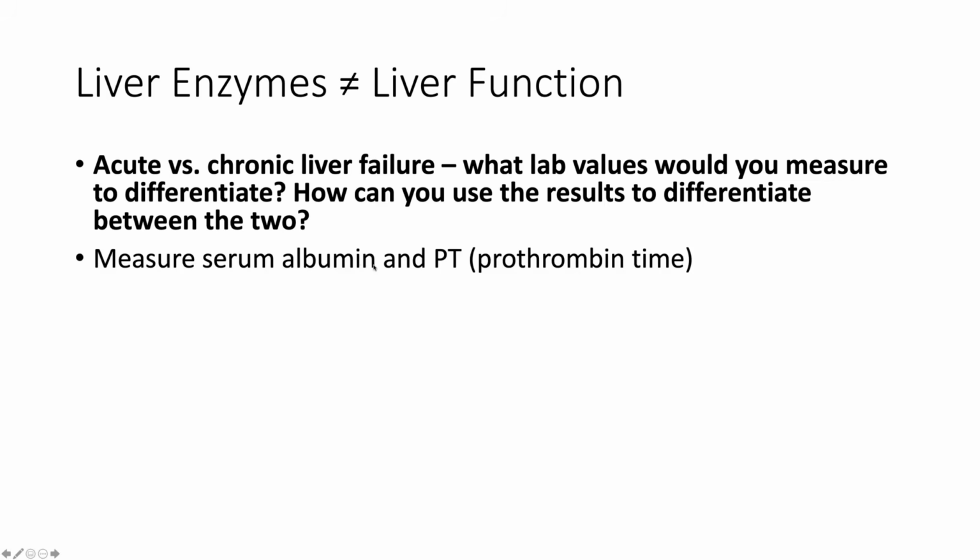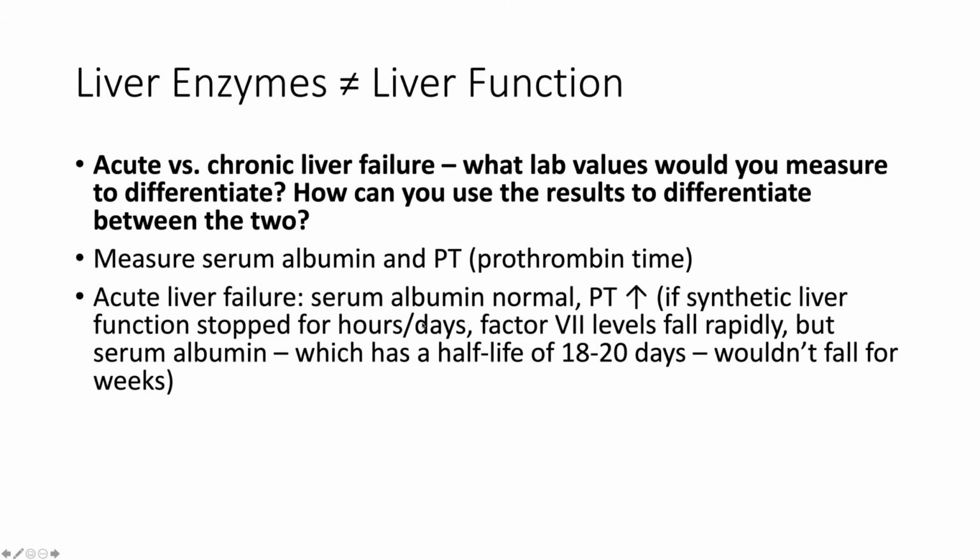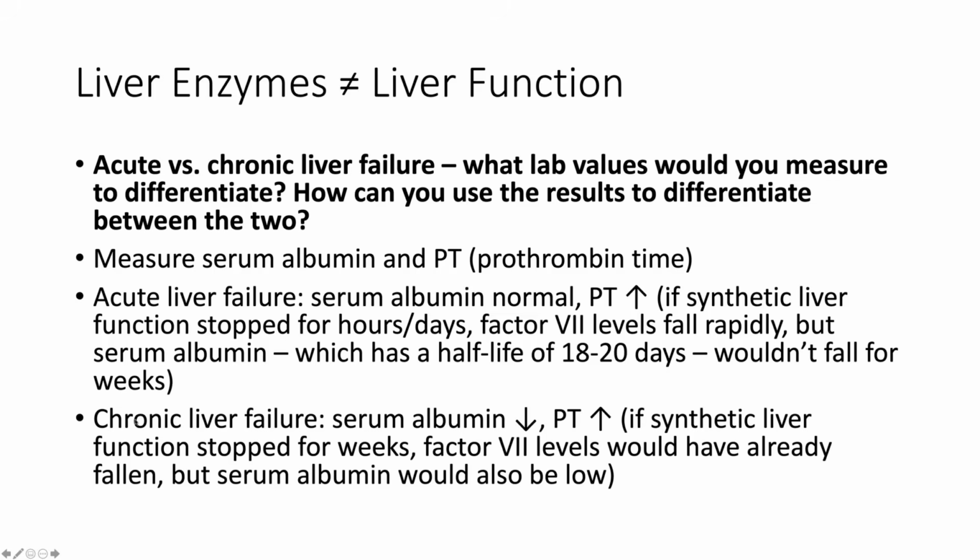So you'd measure the serum albumin and PT. In acute liver failure, your serum albumin would be normal because it's got a really long half-life, like weeks, versus PT would be up. Because if your liver stopped making coagulation factors, your factor 7 levels would fall basically within like 12 hours. Versus chronic liver failure, that would be enough time. So if it was now weeks to months, your serum albumin would be much lower, and your PT would still be high. Your PT would be high in both cases, but your albumin would be normal in acute liver failure because it hasn't had time to fall, versus in chronic liver failure, it would be low.